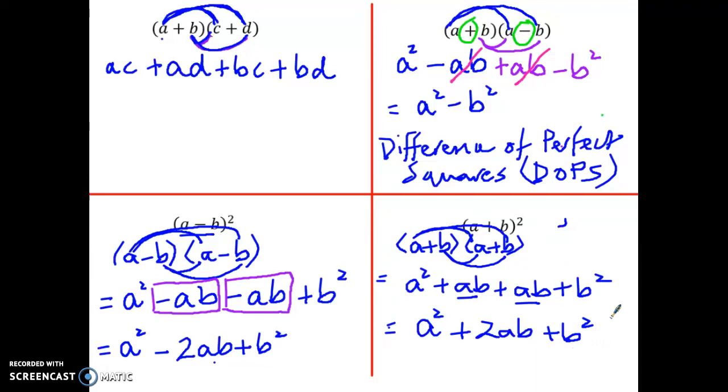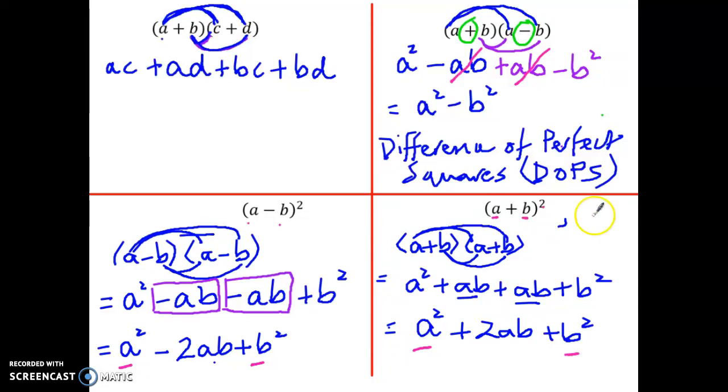Have a look at the patterns here. Have a look at what happens when we expand perfect squares. When I expand here, the temptation is to say, well, I've just got A squared and I've got B squared, and you forget about the middle term. Similarly here, if I've got A squared and B squared, certainly they play a part in the answer, but you can't forget the middle term.